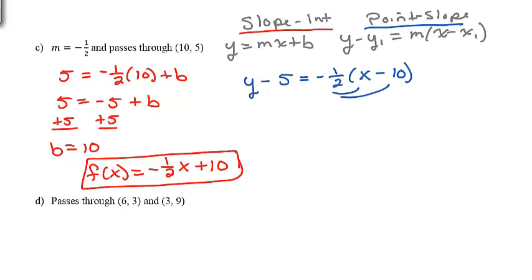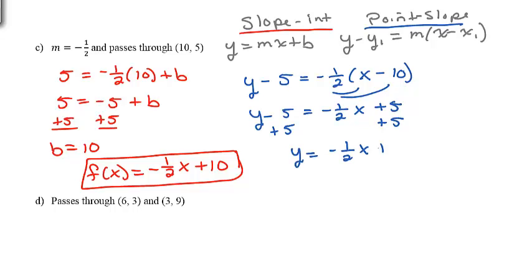So we're going to distribute this -1/2. That gives us y minus 5 equals -1/2 x. And then -1/2 times -10 is plus 5. And then we're going to add 5 to both sides. And that gives us y is equal to -1/2 x plus 10. And then write it in function notation, which we have right here in the red box.